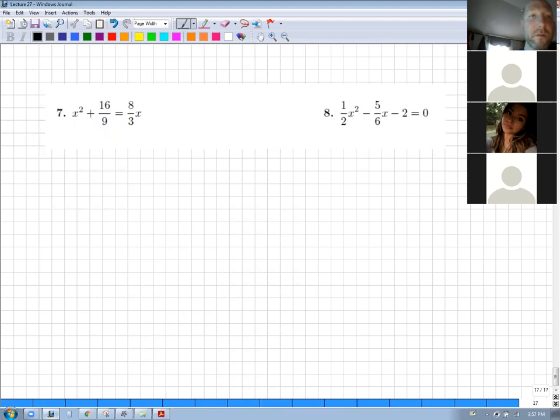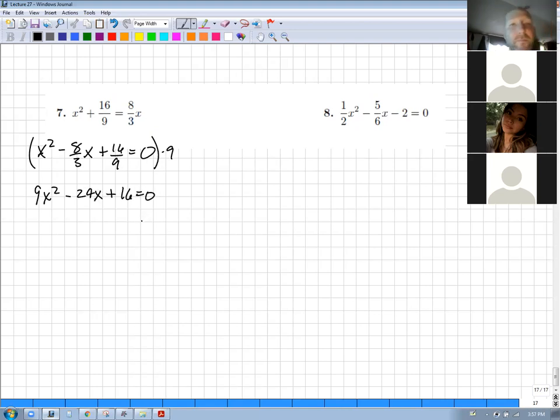All right. So let's get everything in order here. I don't want to deal with these fractions. They suck. So I'm going to just multiply everything by 9. We got a 9x squared minus 8 times 3 would be a 24x, minus 16 equals 0.